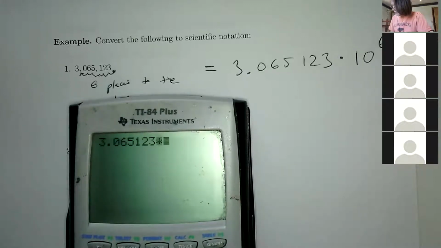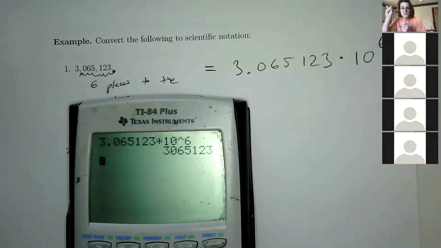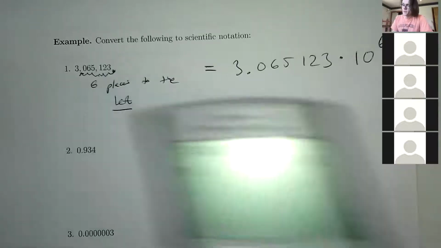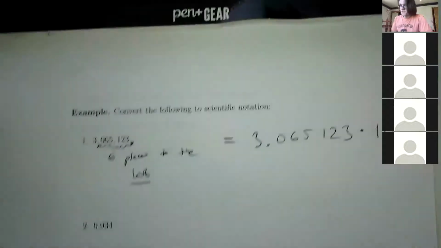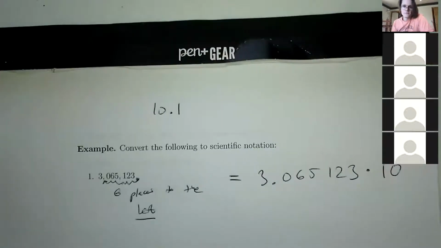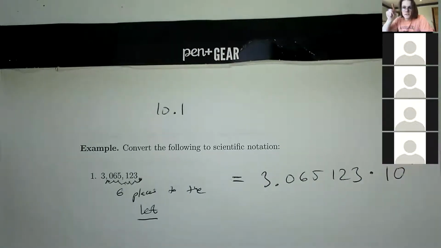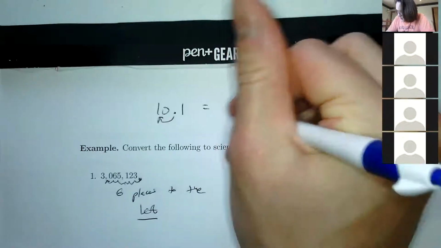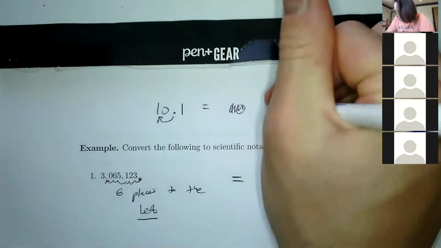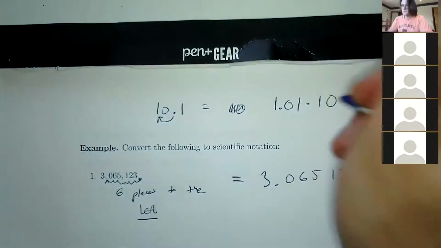3.065123 times 10 to the 6. Hey, 1230653. All right. So basically, when you move the decimal place to the left, you're factoring out a 10, right? So I don't have any smaller examples here, but if I did like 10.1, right? And I move the decimal place 1 to the left, then I can write this as, well, I'll put 1.01 times 10, right?